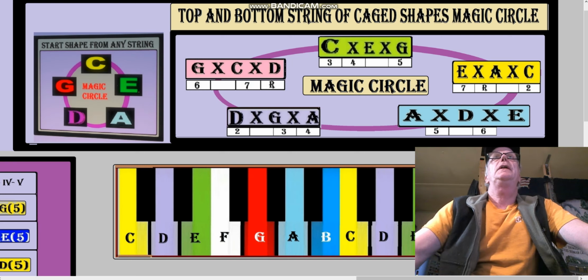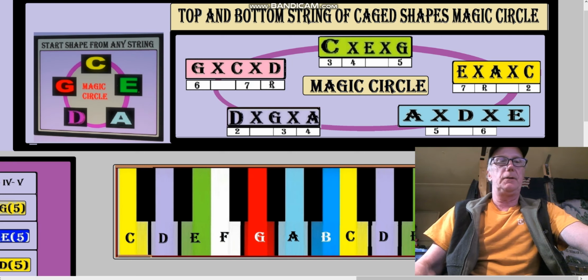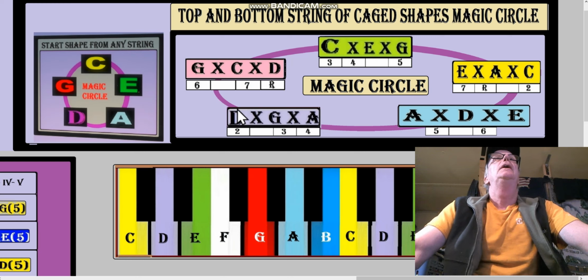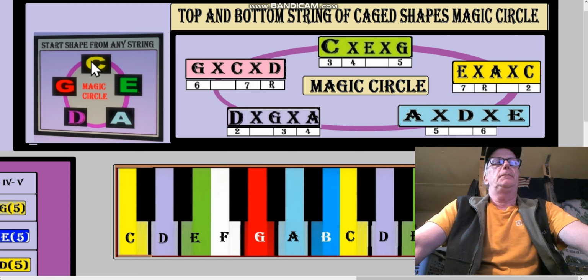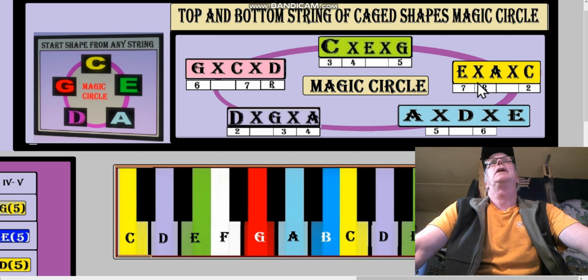Okay, so let's show something about the magic circle here. When you're going counterclockwise on the magic circle, you're going pretty much up the modal scale. It's just that you have to start on E for 7 root 2. So the E is going to go to C, because C always goes to E. E goes to C, C goes to E. When you're going counterclockwise, E goes to C.